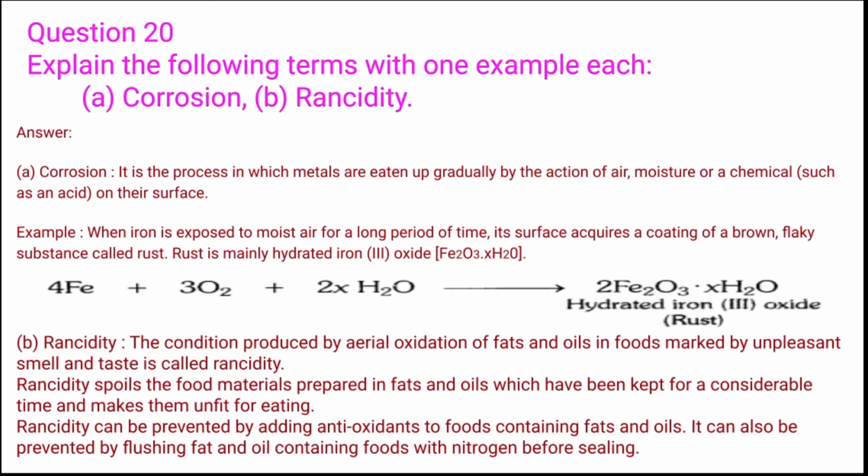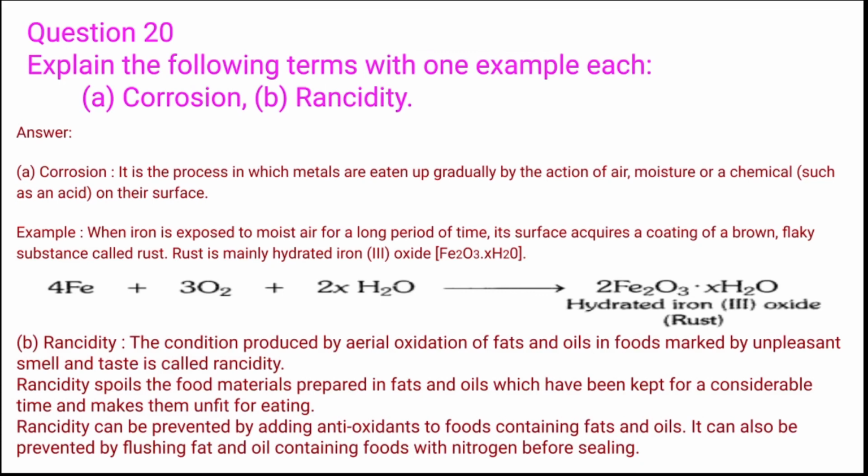In case of rancidity, it is the condition produced by aerial oxidation of fats and oils in foods marked by unpleasant smell and taste is called rancidity. Rancidity spoils the food materials prepared in fats and oils which have been kept for a considerable time and makes them unfit for eating. Rancidity can be prevented by adding antioxidants to food containing fats and oils. It can be also prevented by flushing fat and oil containing food with nitrogen and sealing them.